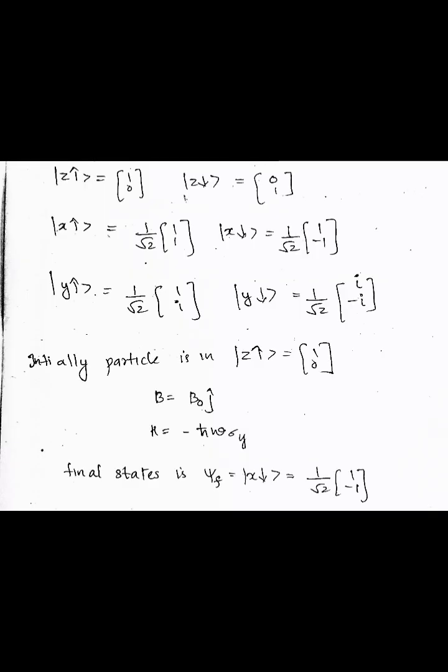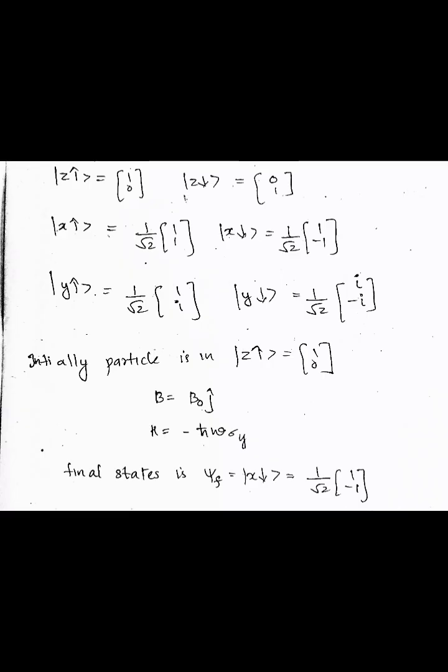Before solving the question, we need to understand the values of Z spin up, Z spin down, X spin up, X spin down, Y spin up, Y spin down. That is, Z spin up is equal to (1, 0), Z spin down is equal to (0, 1), X spin up is equal to 1 by root 2 (1, 1), X spin down is equal to 1 by root 2 (1, -1), Y spin up is equal to 1 by root 2 (1, i), Y spin down is equal to 1 by root 2 (1, -i).